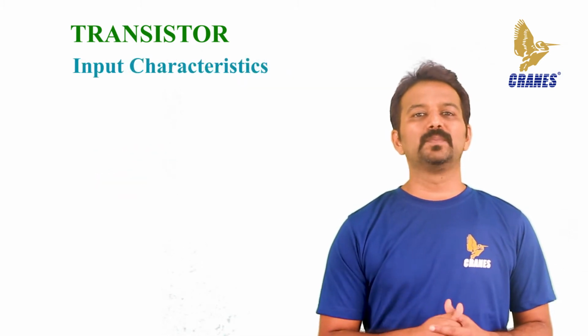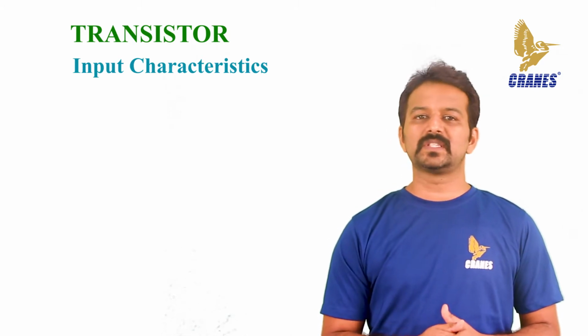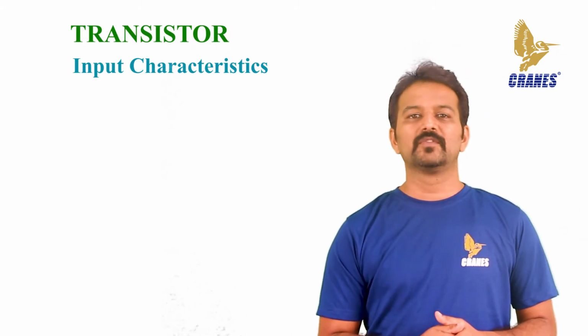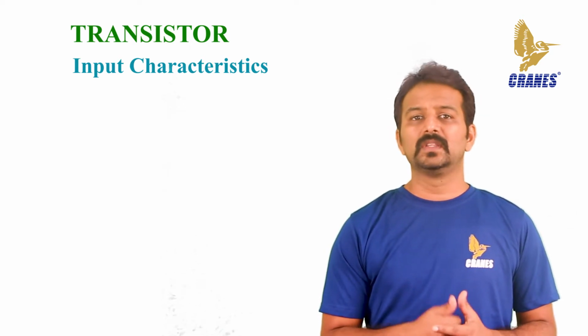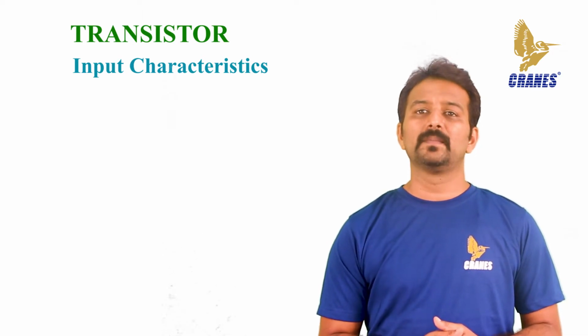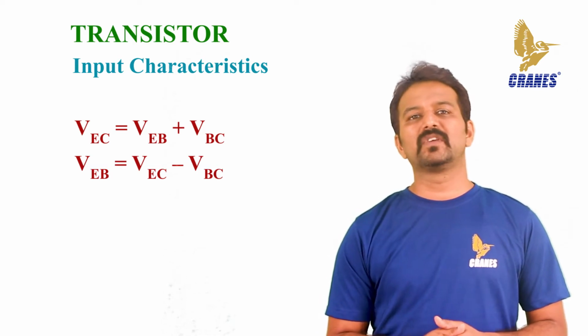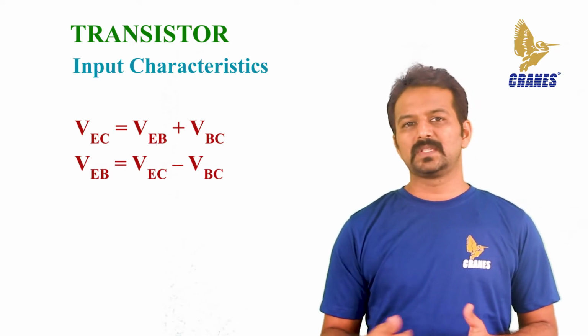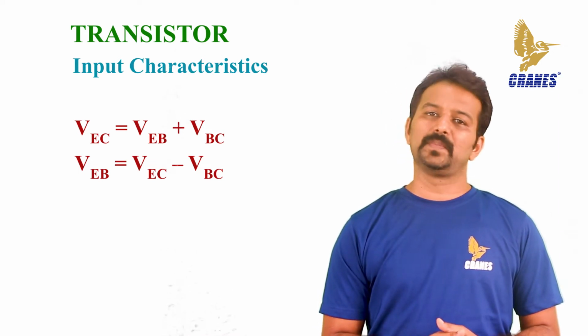So, let us look at the input characteristics of CC. The input characteristics of a CC configuration are quite different from the common base and the common emitter configurations because the input voltage VBC is largely dependent and determined by VEC level. Here VEC can be given as VEB plus VBC and VEB can be written as VEC minus VBC.